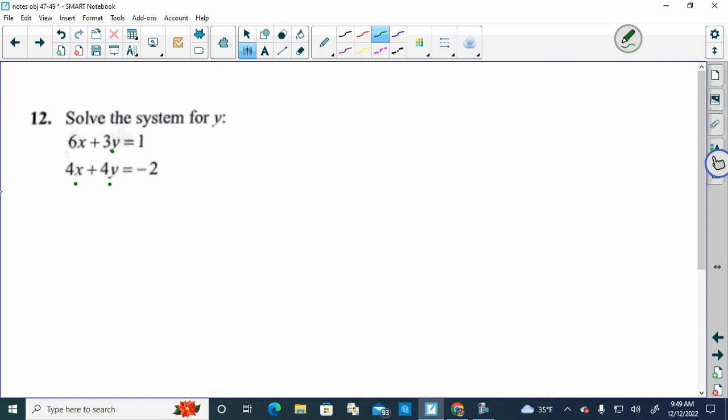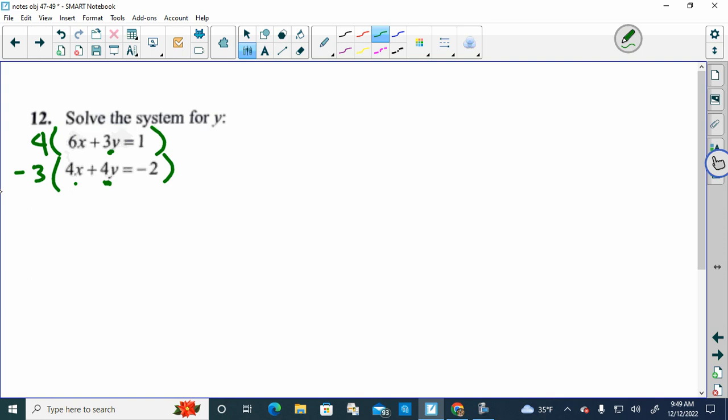To make this 12, I would need to multiply it by 4. But remember, you have to multiply the whole equation by 4. To make this 12, I would need to multiply by 3. But remember, I need one of them to be a negative, so I'm just going to make the second one my negative. It doesn't matter. You could have done the top one if you wanted to.